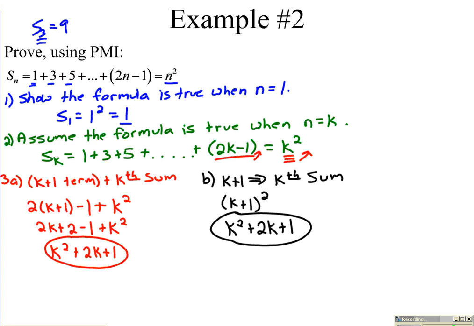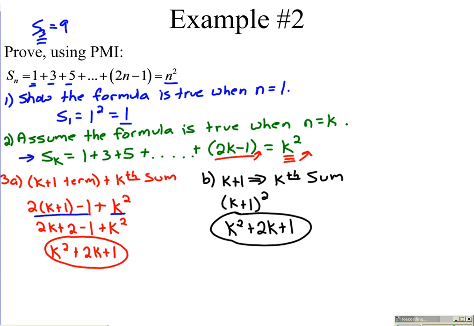And what we have just shown, since we are assuming that this step right here in 2 is true, that the sum of these k integers does equal k squared. In the step A, we just added the next term, the k plus 1 term, to both sides. So we took the k squared and added the k plus 1 term.